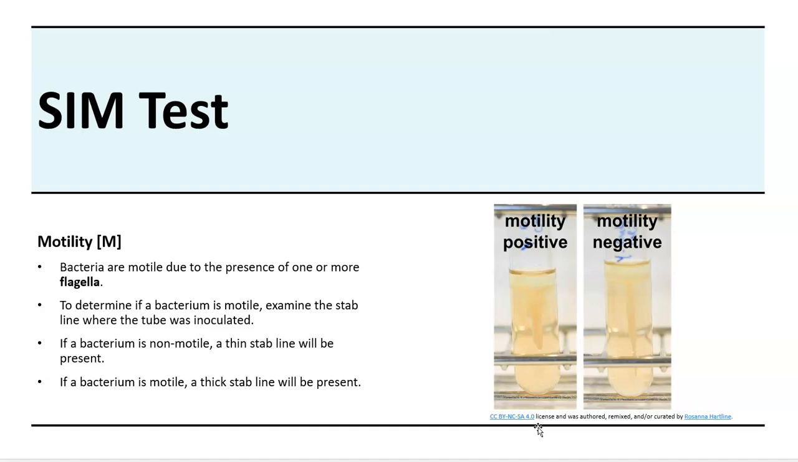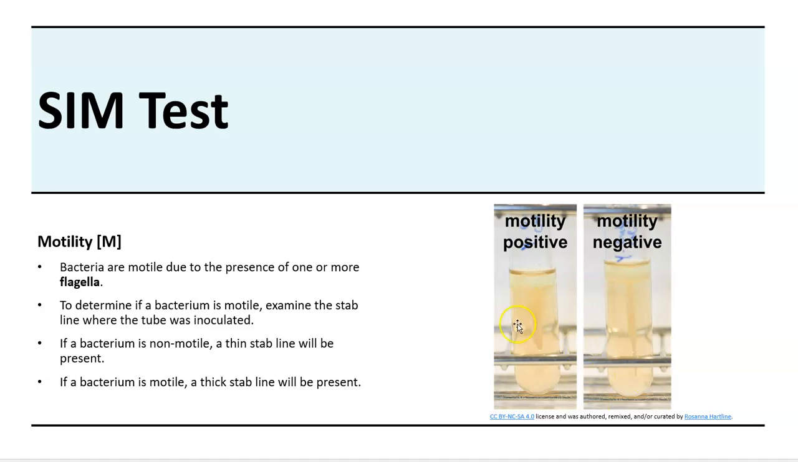And if the stab line is still very thin, such as what we see here, that's a negative reaction as far as motility is concerned. So what that basically means is we stab the bacteria in here and then they just stayed put. They weren't able to move to the side, they just grew right where you put them, which means they're non-mobile and do not have flagella.